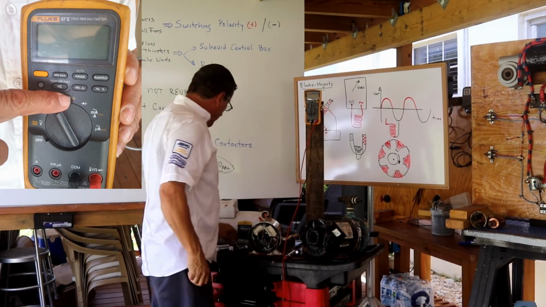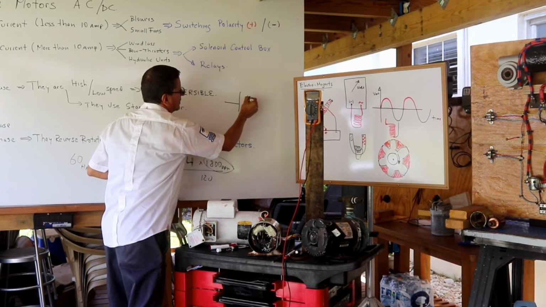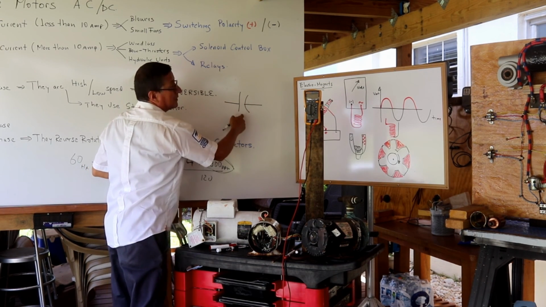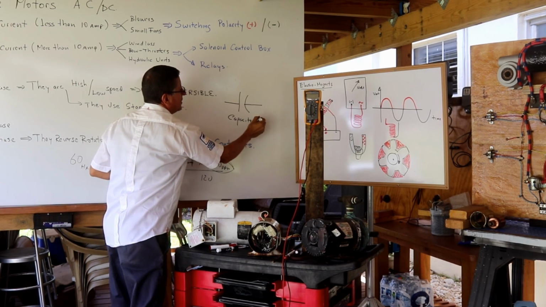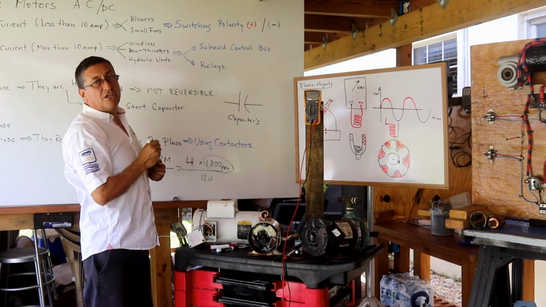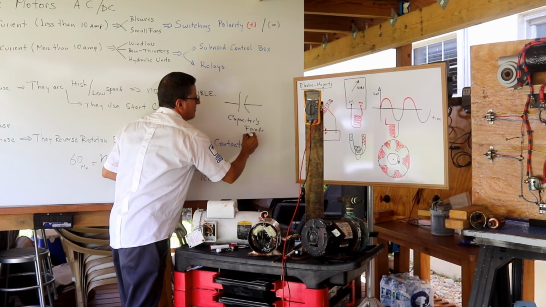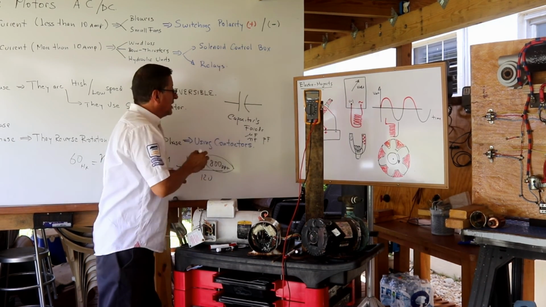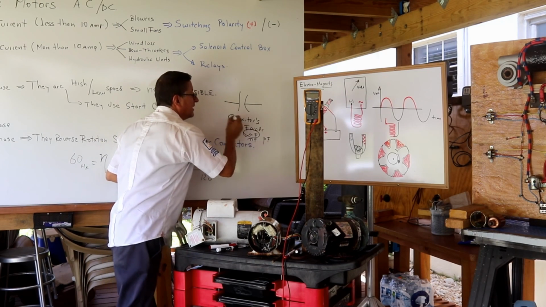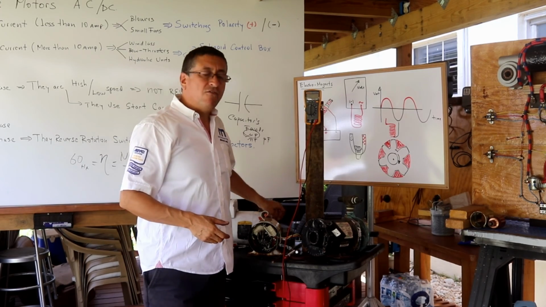What is the symbol for a capacitor? This is the symbol for a capacitor. What is the unit for capacitors? The unit is farads, microfarads, nanofarads, or picofarads. Normally the capacitors are rated in microfarads.